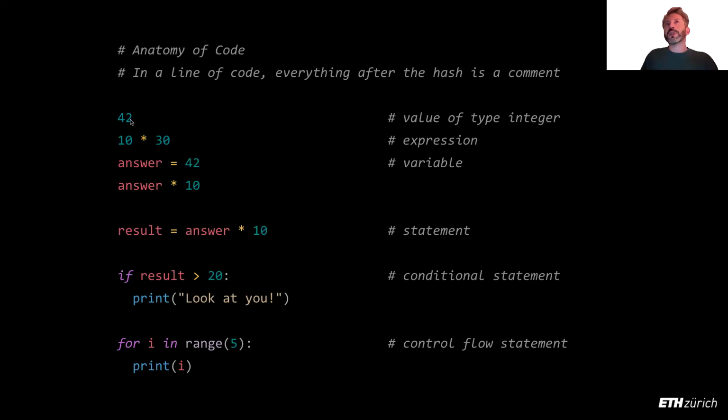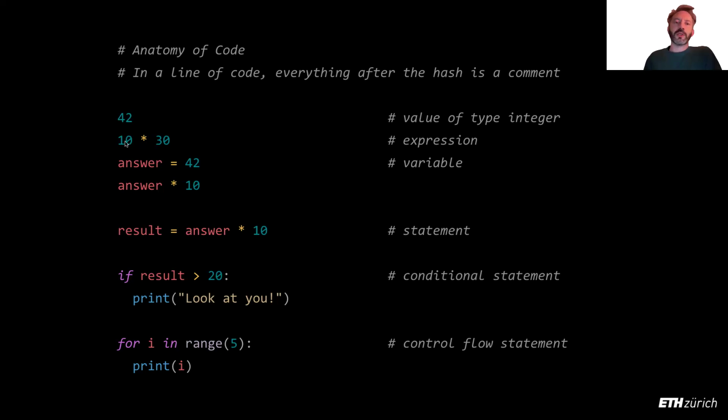We're not doing anything with it, so it just is, and it's lost after this line is executed. The next line is an expression, as I mentioned before. Here we have a multiplication operator that is multiplying 10 times 30. Again, we're not doing anything with the result of this expression, so the value is lost.